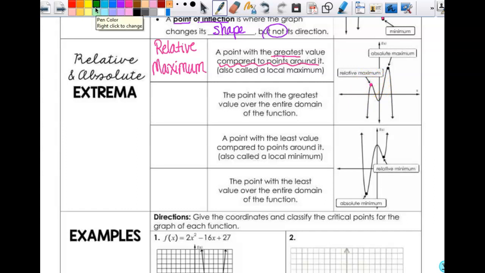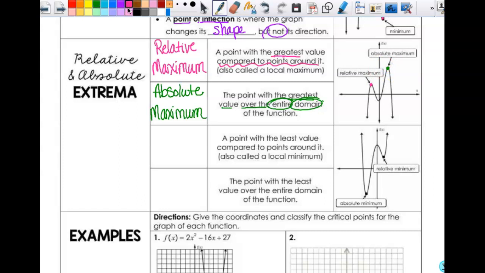Then when we have the point with the greatest value over the entire domain of the function, that is going to be your absolute maximum. Right, and so that would be this one. This is the highest y value that exists in the entire function.